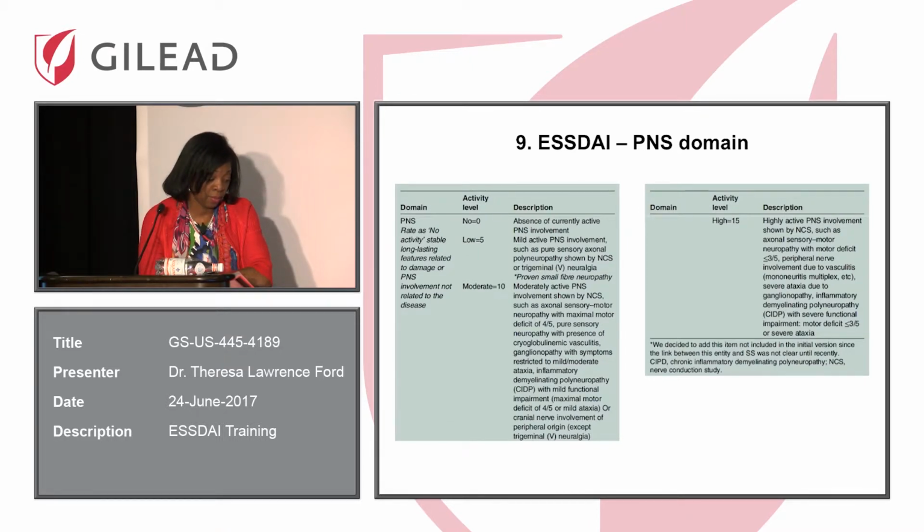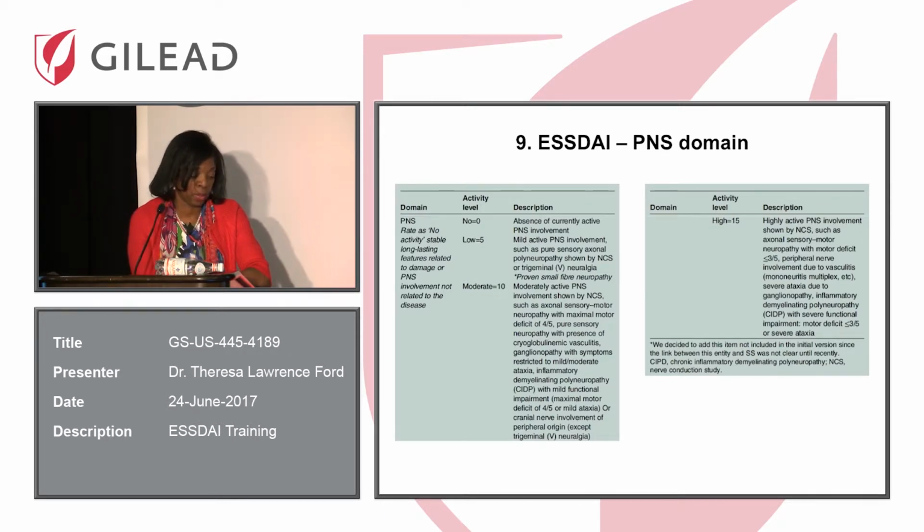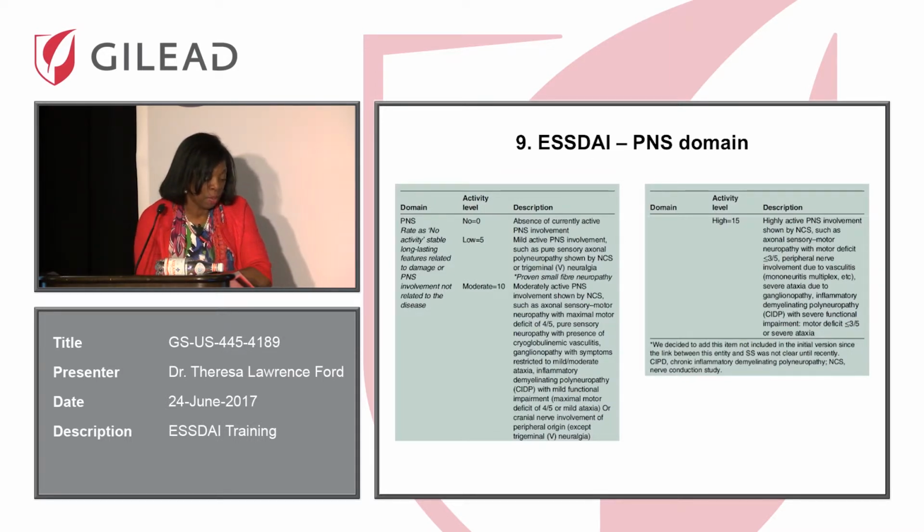So moderate would be 10, and then we're moving up to active PNS involvement. That's shown by nerve conduction with the axonal sensory motor deficit of 4/5, pure sensory neuropathy with the presence of cryoglobulinemic vasculitis, ganglionopathy with symptoms restricted to mild to moderate ataxia, inflammatory demyelinating polyneuropathy with mild functional impairment and the maximal motor deficit of 4/5, or mild ataxia or cranial nerve involvement of peripheral origin except the trigeminal neuralgia.